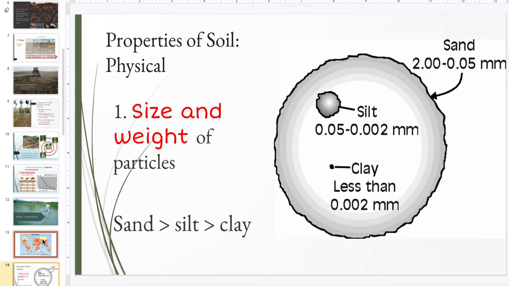All right, properties of soil. Size and weight. This is a physical property. The soil sediment is organized by size. The largest pieces are sand, the middlest pieces are silt, the smallest pieces are clay. Soil is made of different combinations of sand, silt, and clay.